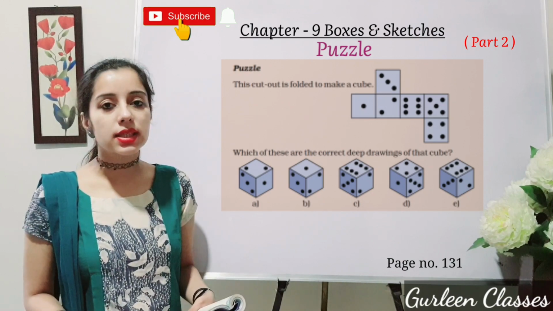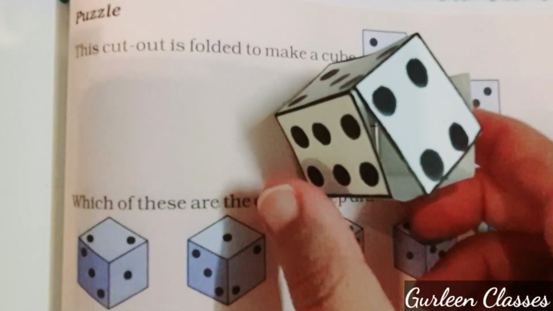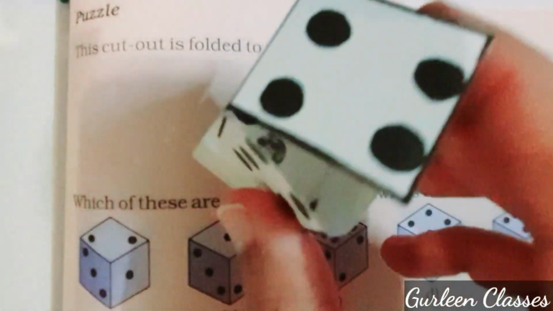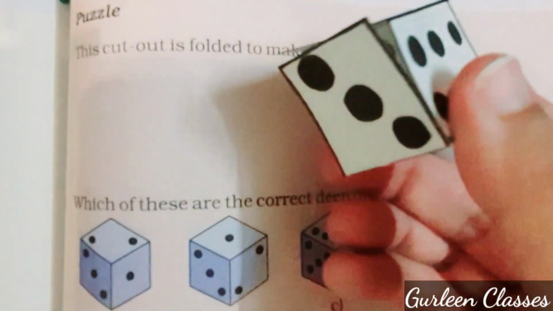So now let us do this activity. Students, let us start the activity given. So here you can see this is a cutout which I have made and folded to make a cube.